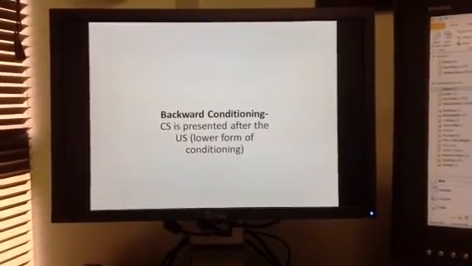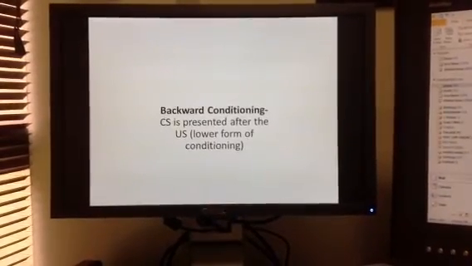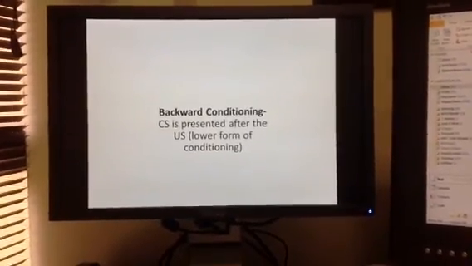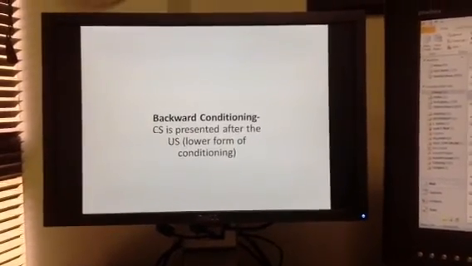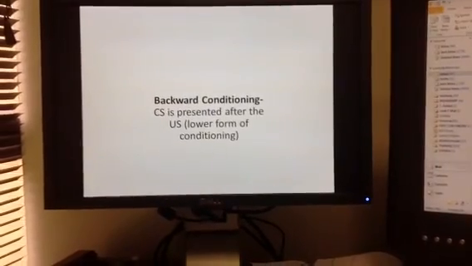So it would go food being presented and then the bell. So the conditioned stimulus occurs after the unconditioned stimulus, which is food in Pavlov's famous example.